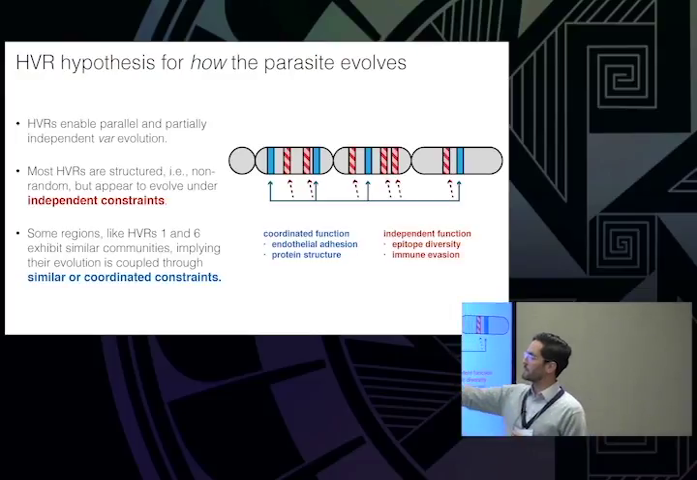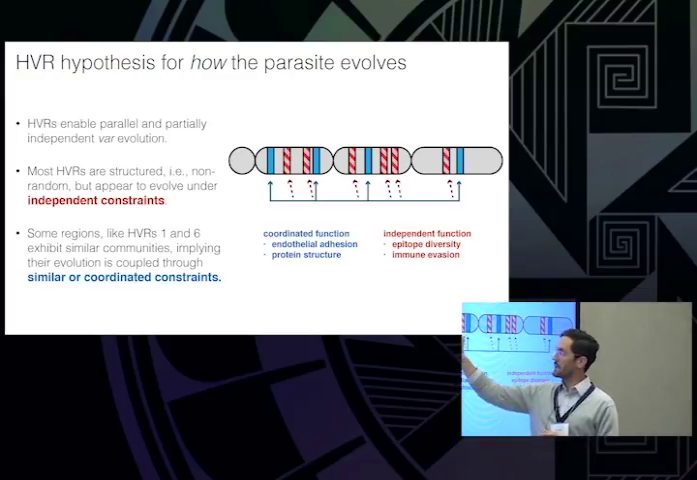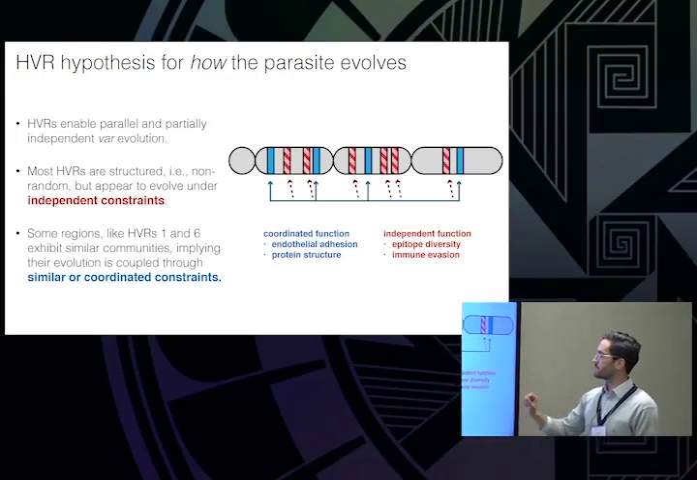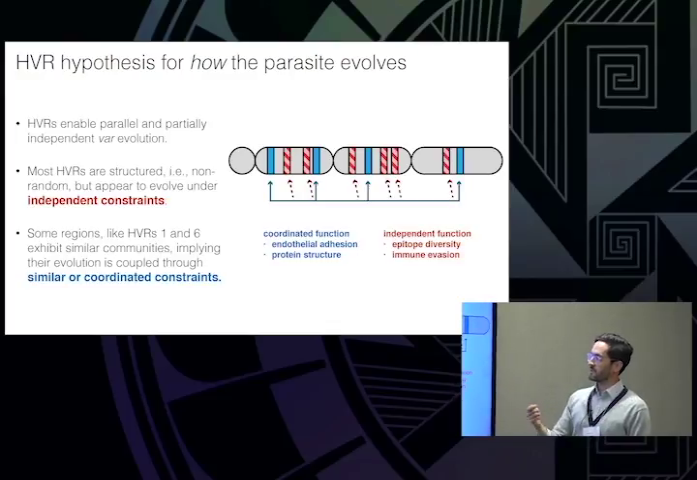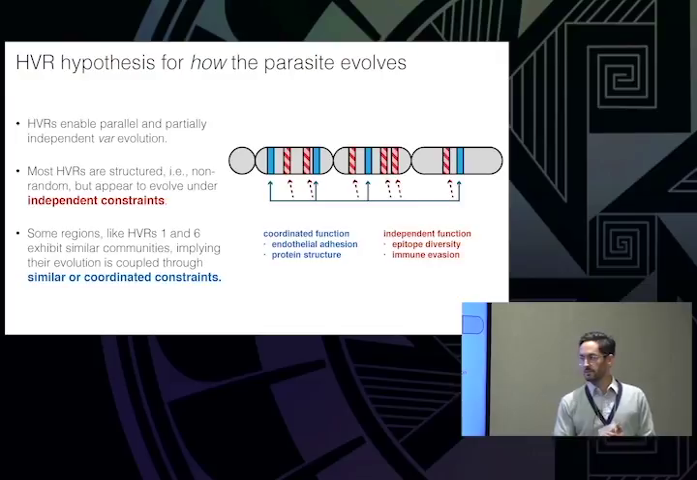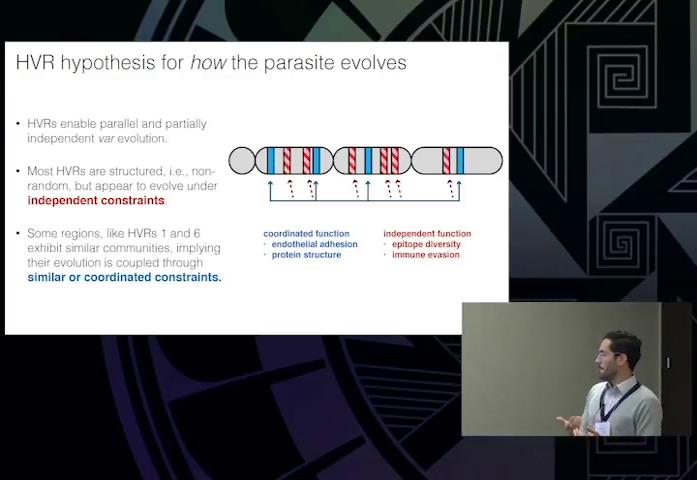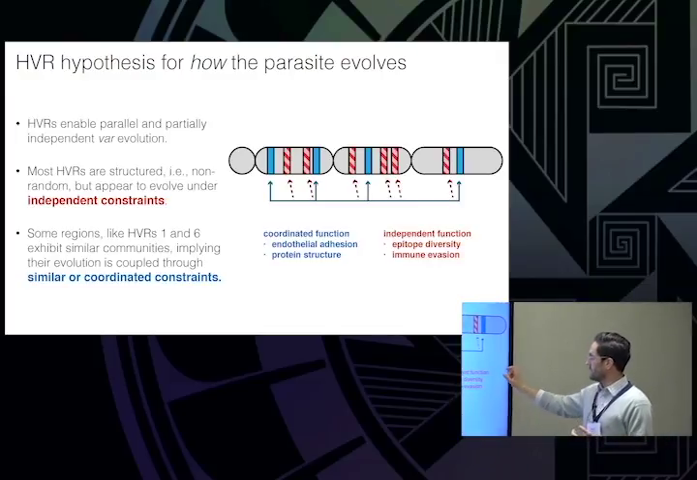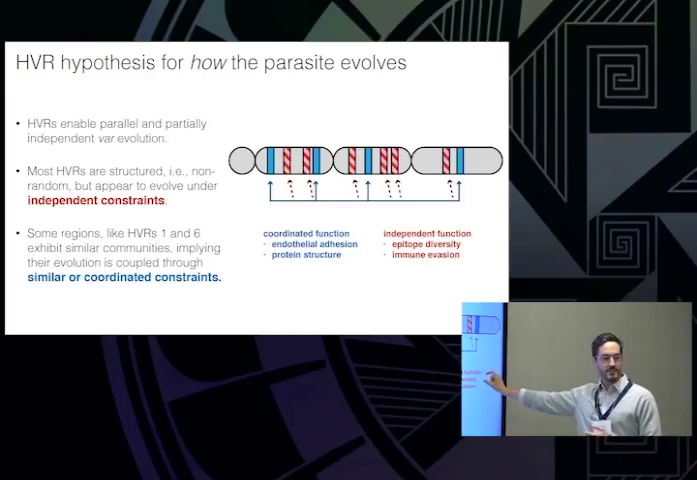So these highly variable regions enable parallel and partially independent VAR evolution. So most of the HVRs are structured. In other words, they're non-random, but they're moving independently and they're evolving under independent constraints. And the one reason that you might want independent function is if you just want diversity of what you're presenting to the immune system. That's what you're optimizing. It's going to be good for immune evasion.